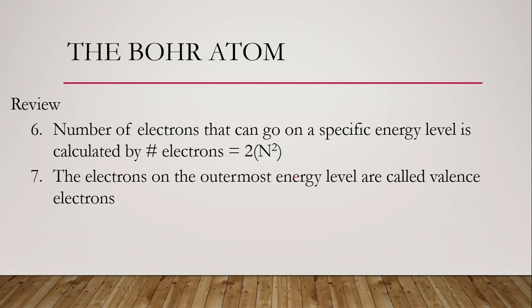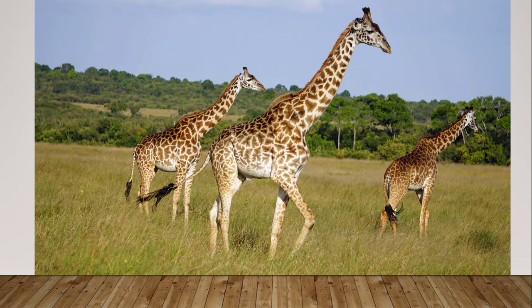Any electrons found on the outermost energy level are called valence electrons, and the overall diagram is called a Bohr diagram. So with this information, you now know how to draw Bohr diagrams. Remember, this is just one of many models, but it's a very useful one and the one we're going to use in the course this year.